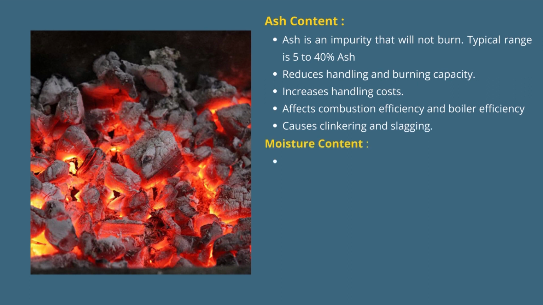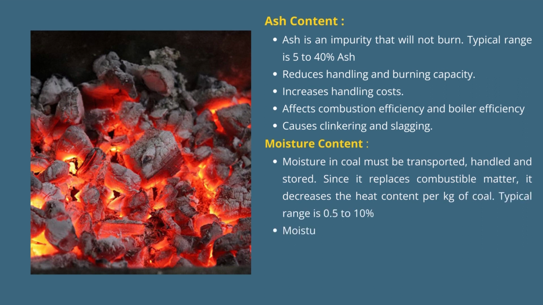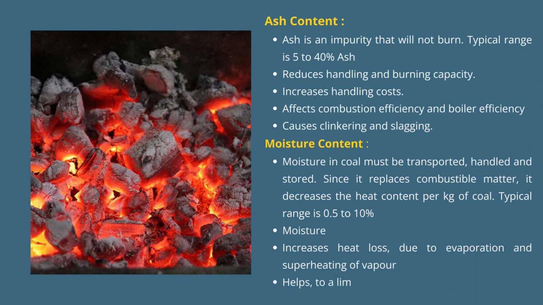Moisture content. Moisture in a coal must be transported, handled and stored since it replaces combustible matter. It decreases the heat content per kg of coal. Typical range is 0.5 to 10% of moisture. It increases heat loss due to evaporation and superheating. It helps to limit binding fines. It aids radiation heat transfer.